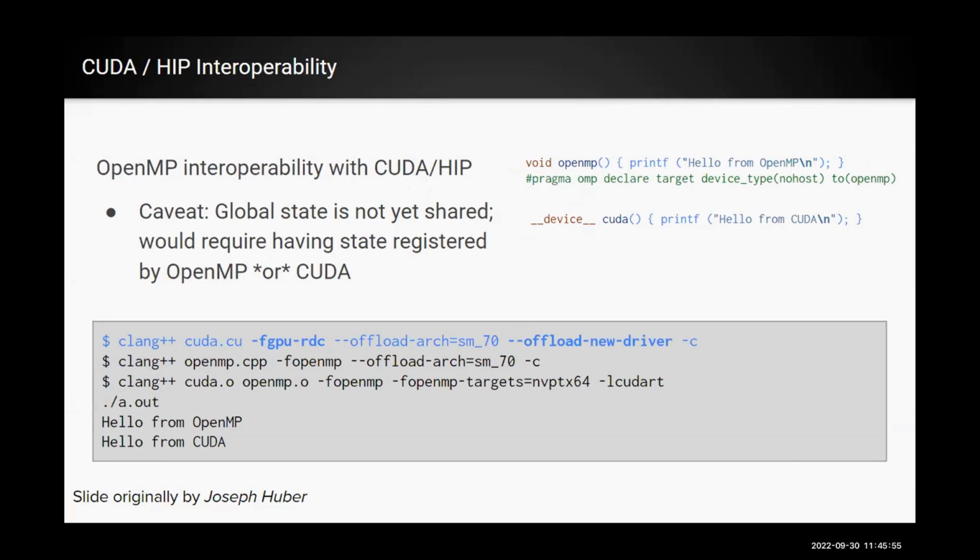CUDA and OpenMP interoperability, and HIP and CUDA for me are kind of the same thing, except that we sometimes have to duplicate efforts. But we put the new driver also now into the HIP toolchain. So if you enable the new driver and enable RDC, you can call CUDA functions or HIP functions from your OpenMP and the other way around, which is great. You can't really share global state right now because that's really complicated, and we don't yet know how to do that. You can share pointers, like malloc pointers and stuff like that, but not global variables. That's not the thing yet.